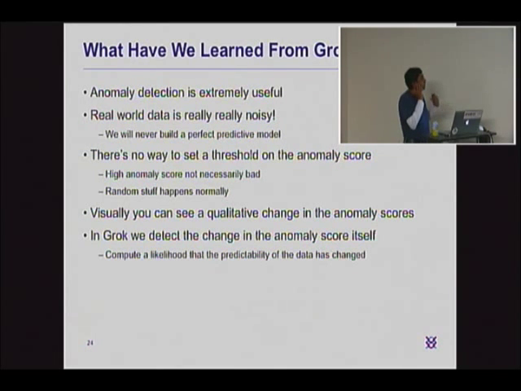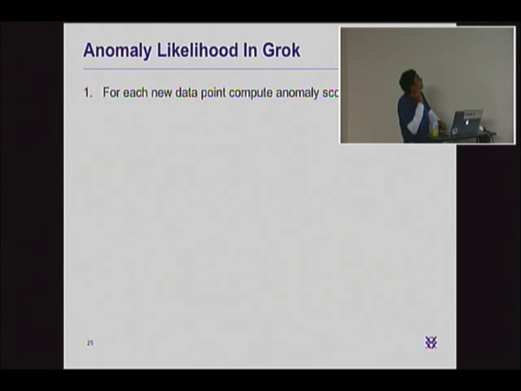We see what are the average values of the anomaly score likely to be. We compute a model of that, and then given a new set of recent anomaly scores, see how likely it is that was actually predicted. So actually, let me just have a slide on that.